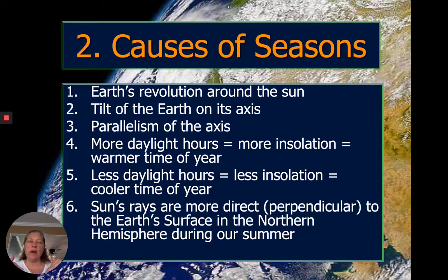So how direct are those rays? Are they perpendicular to Earth's surface? Are they hitting at a steep angle? Or are the rays of the sun hitting at a shallower angle? Because when it's a steep angle, those rays of the sun are concentrated in a smaller area. When it's a shallower angle, those rays of sun are spread out over a larger area of Earth's surface. So the sun's rays are more direct or perpendicular to Earth's surface in the northern hemisphere during our summer.